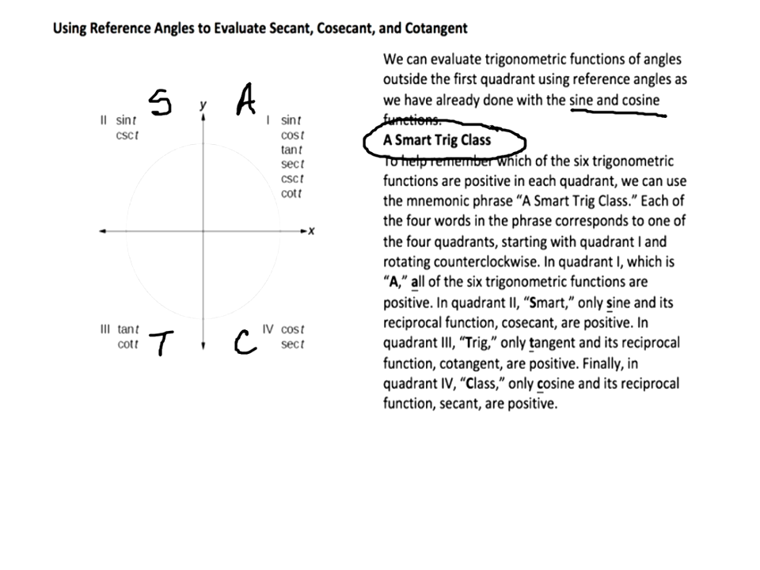A means all of your trig functions are positive in that first quadrant. And don't forget, when you move through the quadrants, you always move counterclockwise through them. S means sine and its reciprocal function are positive in that quadrant. Everything else is negative in that quadrant.